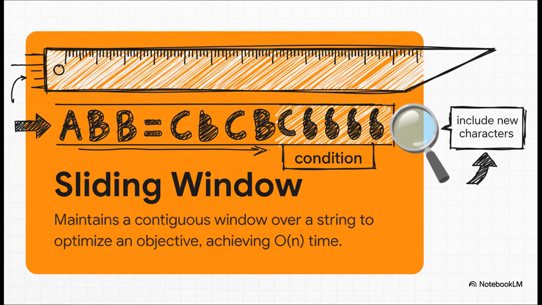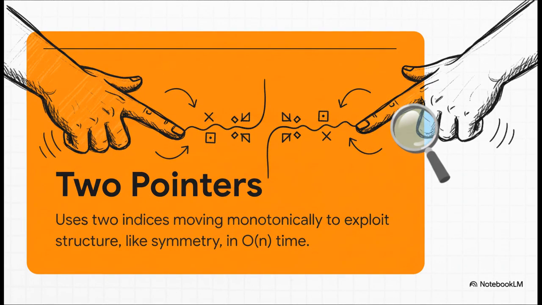So the sliding window, this is such a cool technique. Just picture a ruler sliding along your text, you know? The right side of the ruler keeps expanding to grab new characters, while the left side shrinks just enough to keep some rule valid, like say, no repeating characters allowed in this window. This constant back and forth lets you solve really tricky substring problems in just one single pass. That's what that O(n) complexity means. It is crazy efficient.